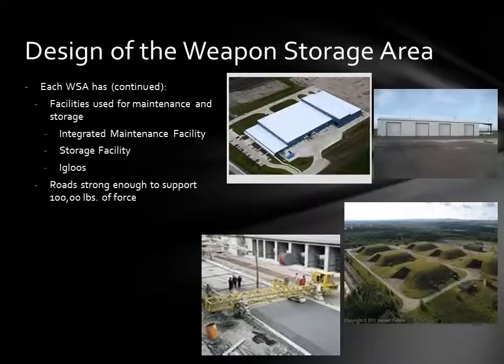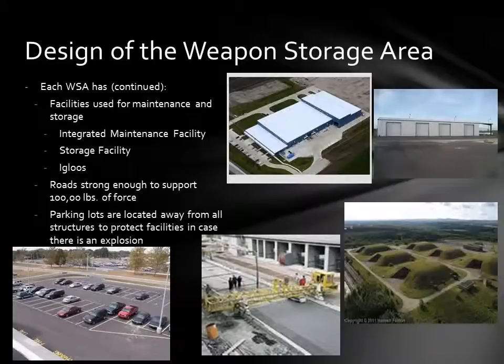Why is that? Because once the weapons are installed on their delivery systems, the entire package is extremely heavy. Normal strength concrete would quickly crumble under the weight of these items. Therefore, the roads within the WSA are overbuilt to ensure the weapons can be safely transported on an infrastructure that will not fail.